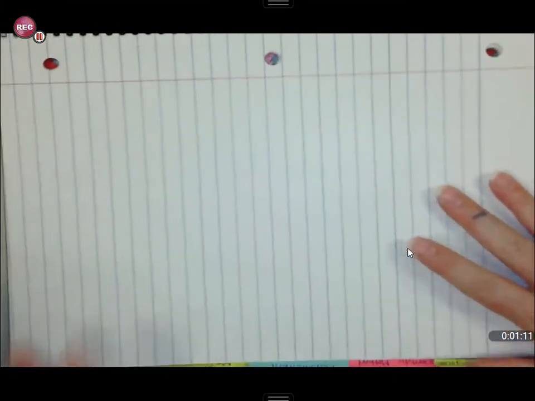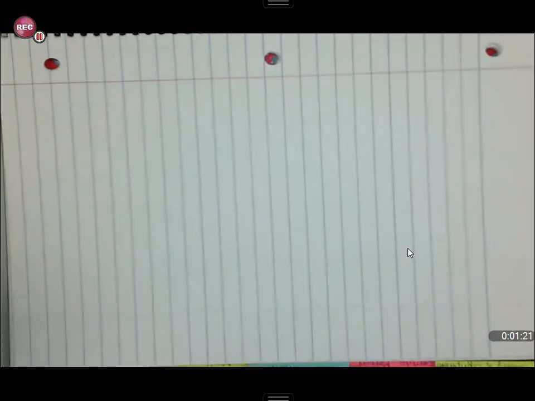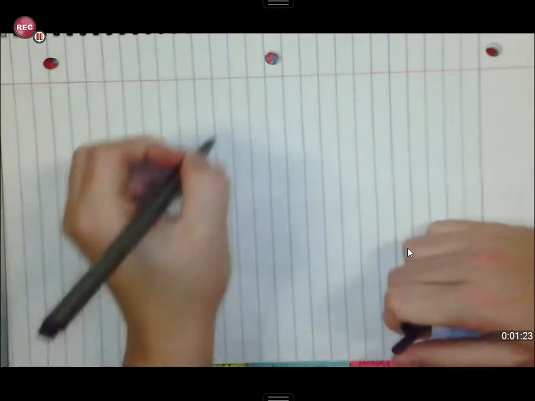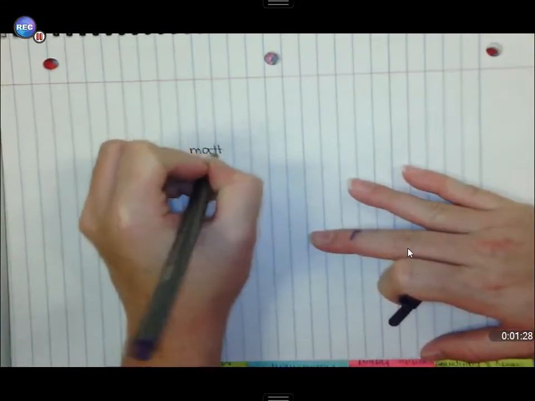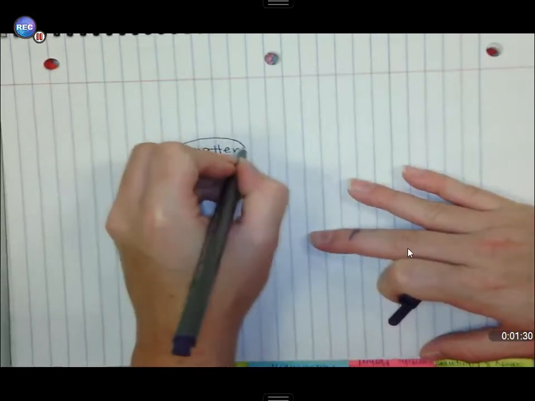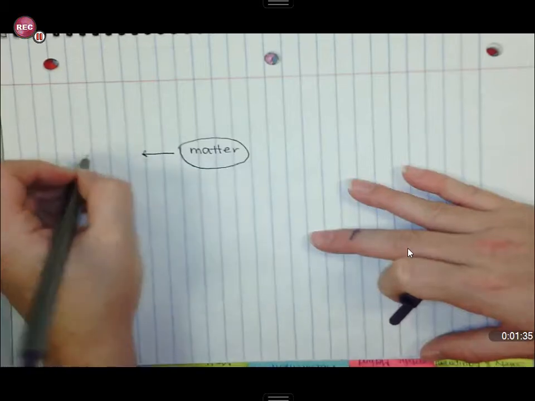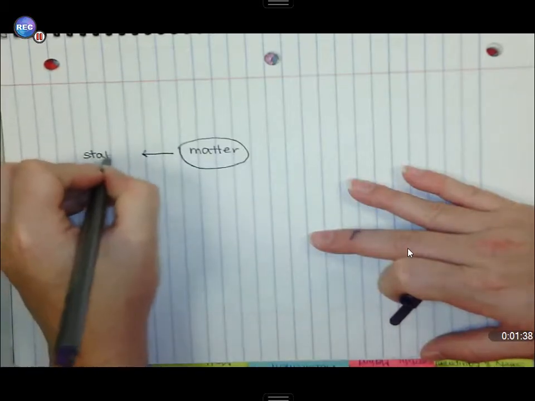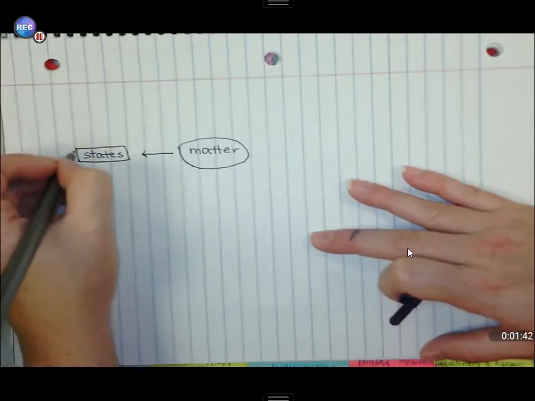Now, on the next page in your notebook, we are going to do a graphic organizer about matter. So, let me get a color that's going to show up a little better for y'all. Okay, so we're going to do matter. There are states of matter, which is what we started with at the beginning. So, 3 states.